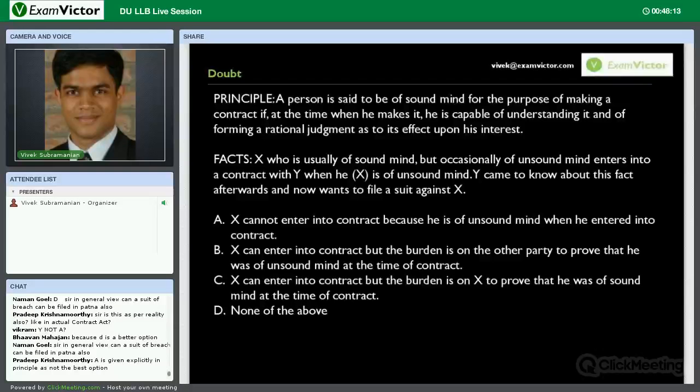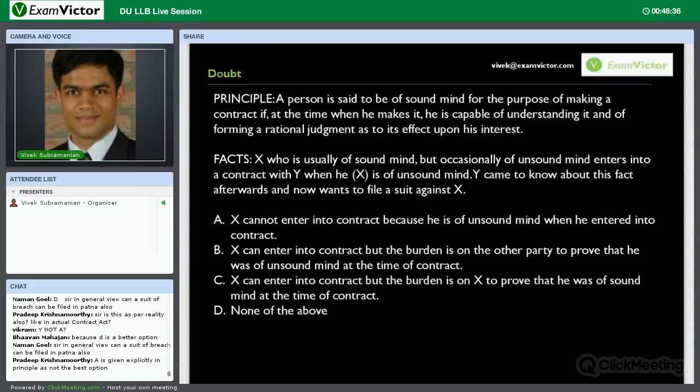The principle here is, a person is said to be of sound mind for the purpose of making a contract if at the time when he makes it, he is capable of understanding it and of forming a rational judgment as to its effect upon his interests. So, who is treated as a person of sound mind? This is what the principle says.